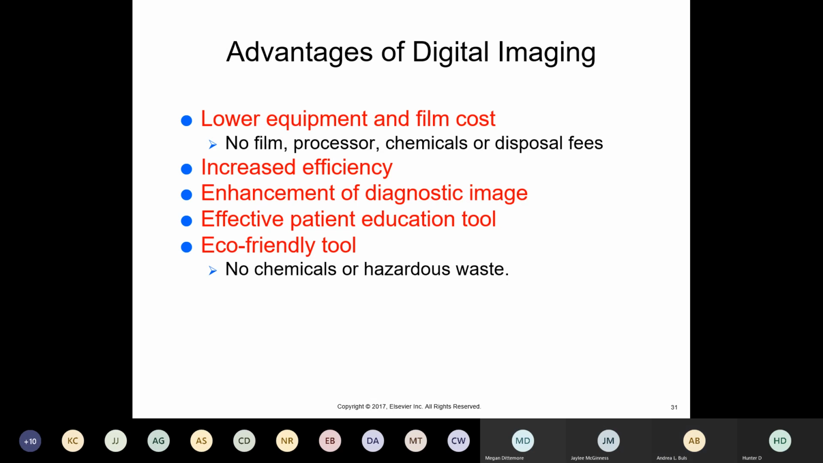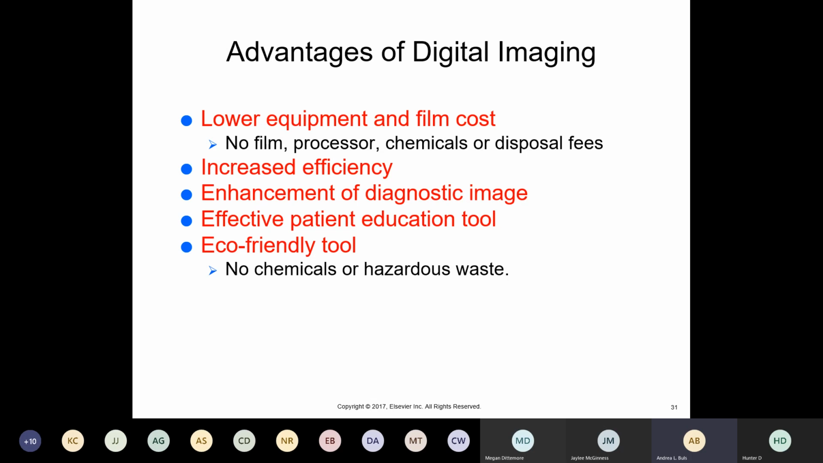Some disadvantages are the cost. Obviously, the cost is huge, but we no longer have to have a processor. We no longer have to purchase film all the time. We don't have to deal with the chemicals. And when you had the chemicals as well as the lead foil, all of that stuff had to be disposed of properly. You couldn't just pour it down the sink or throw it in the trash. So there's a cost associated with the disposal fees.